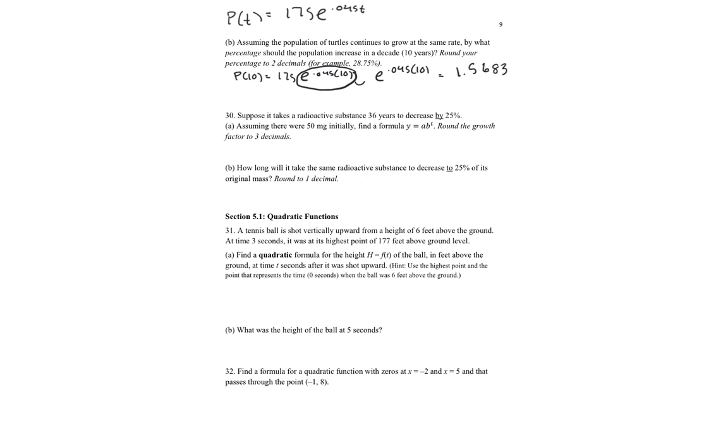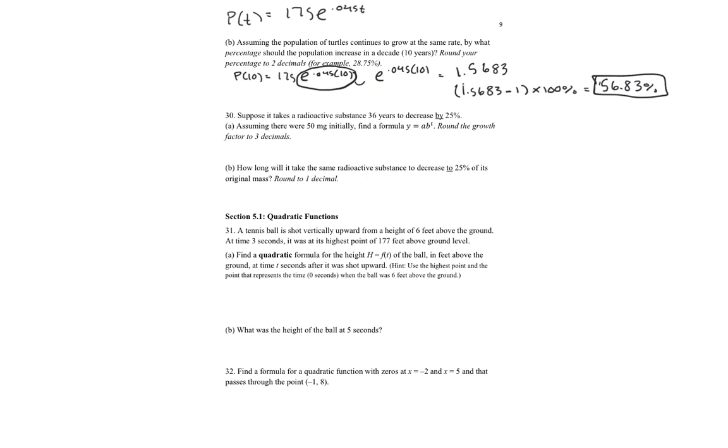And so if we subtract 1 from that, we can get the percentage that it grows by. So we'll have 1.5683 minus 1, and then we're going to multiply that by 100% to get it as a percentage. And then we'll get that it grows by, looks like 56.83%.